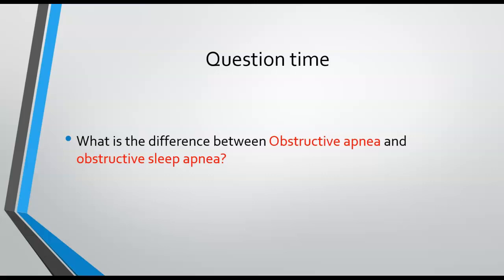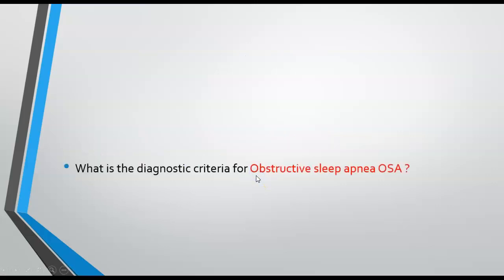Obstructive apnea is a single event where there is no flow with a continued effort for more than 10 seconds in adults, whereas obstructive sleep apnea is a disorder diagnosed by a sleep physician. It may include obstructive apnea, hypopneas, mixed apneas, and sometimes a few central apneas. So whenever I say obstructive apnea in this presentation, it means a single event, and sleep apnea as a diagnosis.